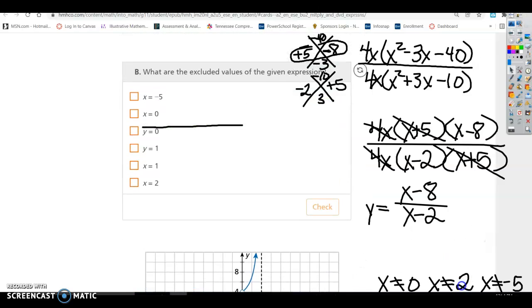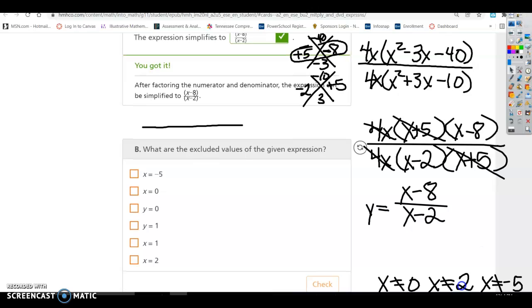All right, now it says, what are the excluded values? Okay, and we went ahead and listed the excluded values. The excluded values are what x cannot be because the denominator cannot be equal to 0. So our excluded values are negative 5, 0, and positive 2. And those come from what x cannot equal.